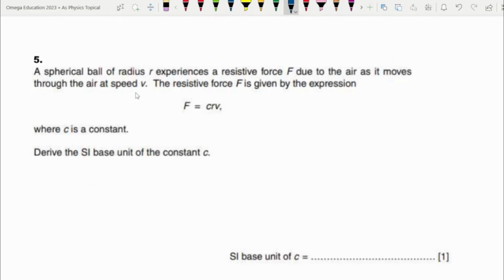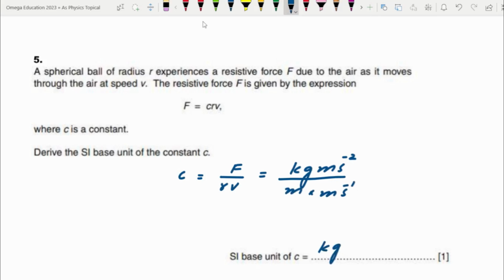A spherical ball of radius r. We need to find the SI base units of C. So C equals F over RV. If we rearrange, the SI base units of F is kg m s⁻². For R we have meters. For speed we have m s⁻¹. Then kg is written as it is. One of the meters cancels away. And s would be s⁻², and the minus 1 coming from downstairs becomes plus 1, so s would be s⁻¹. So kg m⁻¹ s⁻¹. This is what we have for this one.